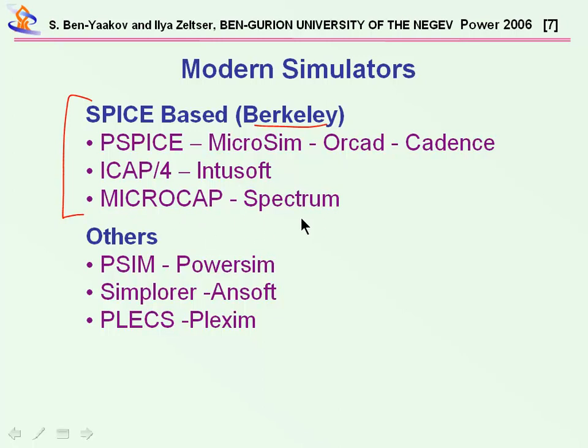Now, we have, however, another group of simulators, and they are not based on the SPICE Berkeley core or engine. They have a different algorithm, which is actually different in each one of them. One of them is PSIM Power Simulation by PSIM company. The other ones are Simplorer and PLECS. We'll talk about them in a few minutes.